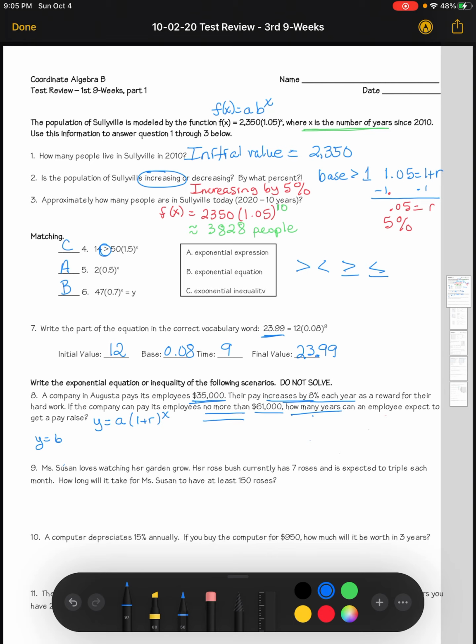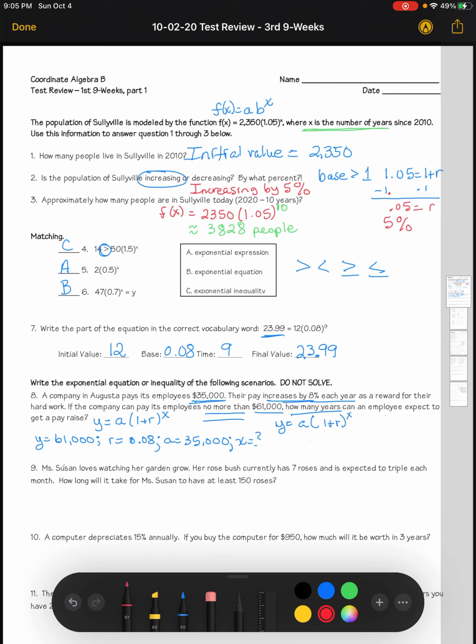Our final value is $61,000. Our rate is 0.08. Our initial value is $35,000. It's how much the company is starting out paying, and we do not know the time. So we go and plug into the formula. Y equals a times 1 plus r raised to the x power.